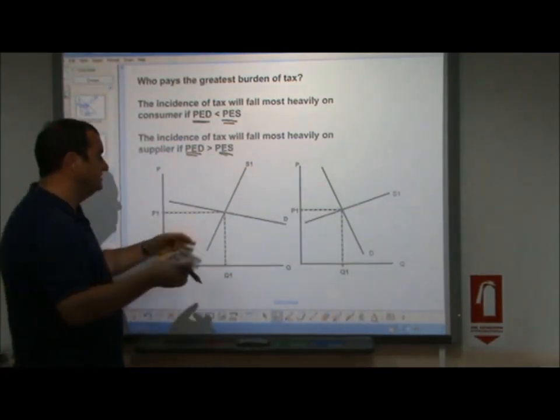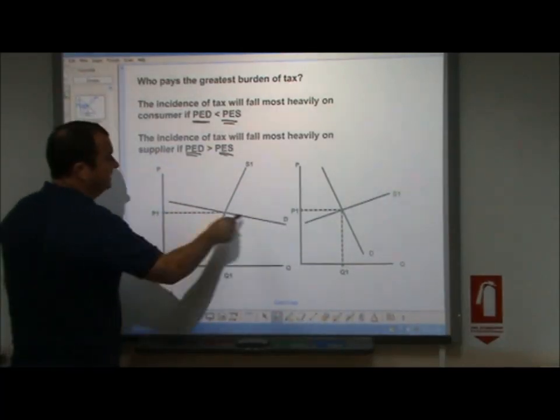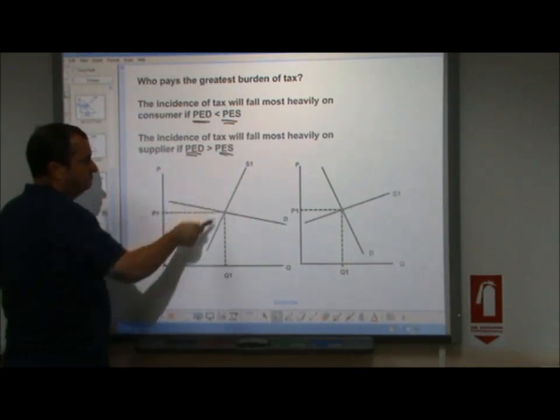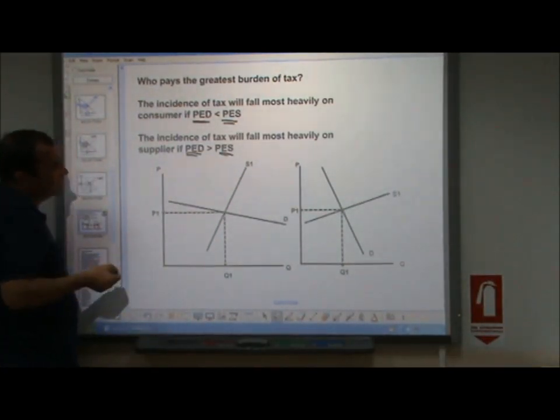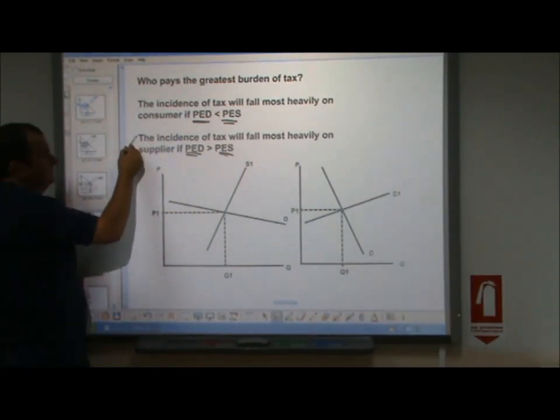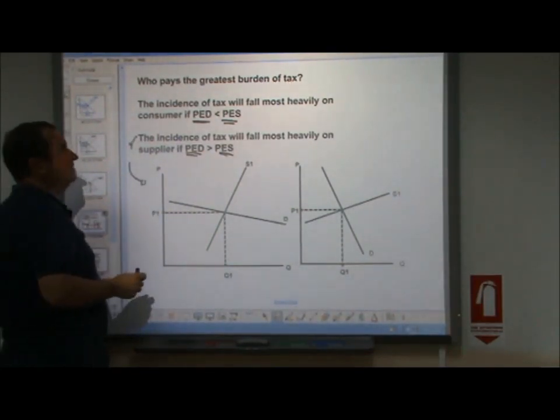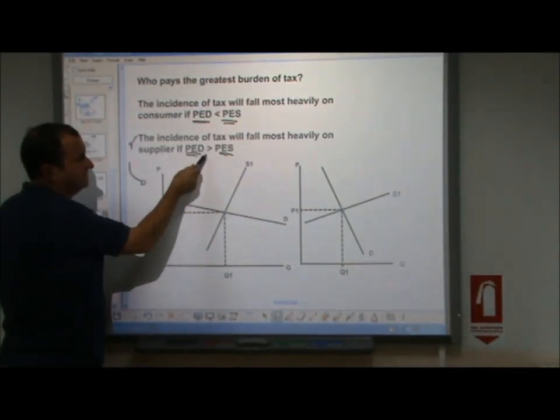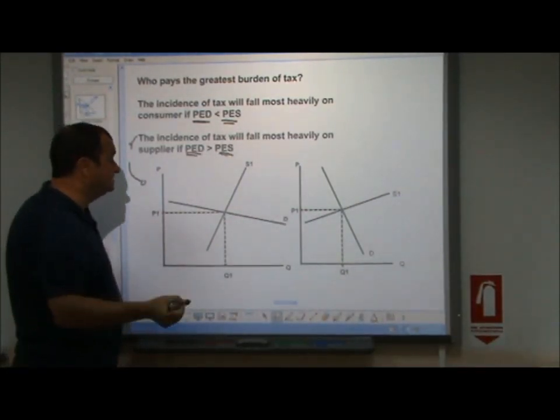Is that confusing? Let's have a look at it. Here we have a diagram. The elasticity of demand is pretty elastic and the supply is pretty inelastic. I suspect that this is going to be an example of this one, where we're going to see mostly the supplier pays the tax because the elasticity of demand is greater than the elasticity of supply. But let's explore it.